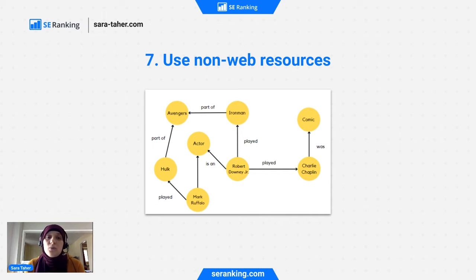And then non-web resources, like the graph I created just off the top of my head. You can brainstorm. You can just sit down and say, okay, I'm writing an article about how to bake fish in an oven. What are relevant entities that make sense to be mentioned in that content?